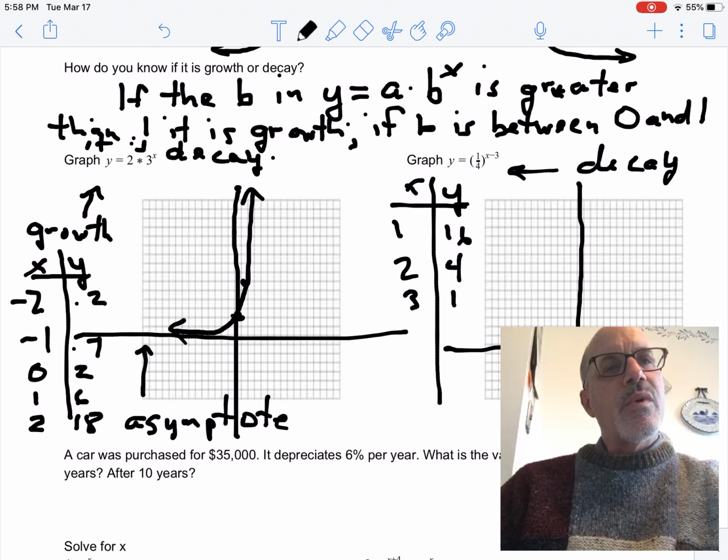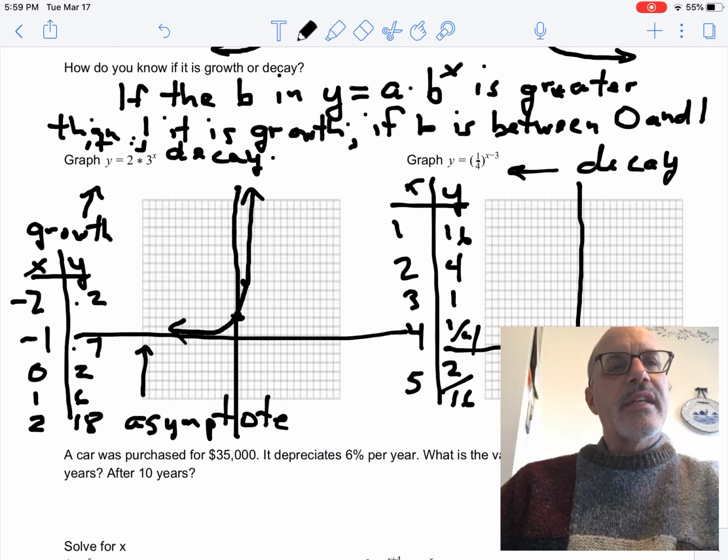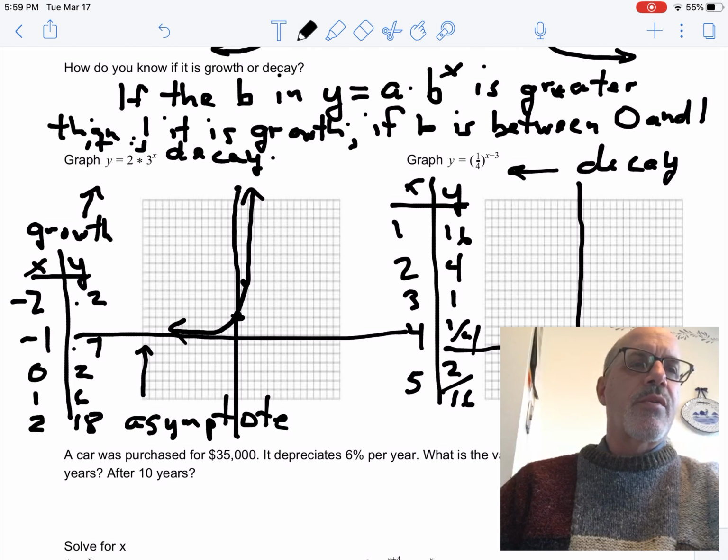So if we put in 1, we get out 16. Put in 2, you get out 4. Put in 3, you get out that 1. Put in 4, you get out 1/4. And if you put in 5, you get out 1/16. Now this time, the numbers to the left of the graph are very large, so we'll plot those points first. So it's going to start out very large, and then it's going to get really small really fast.